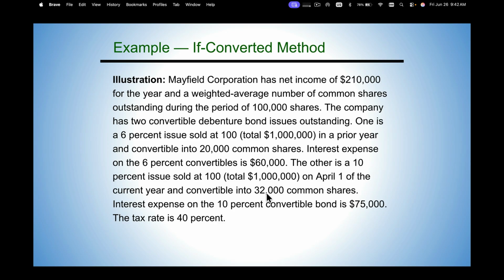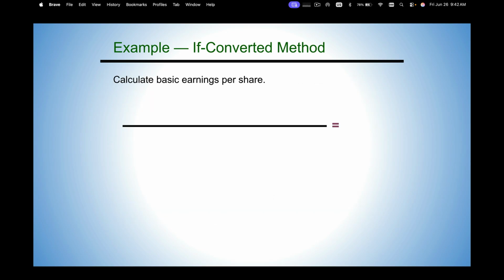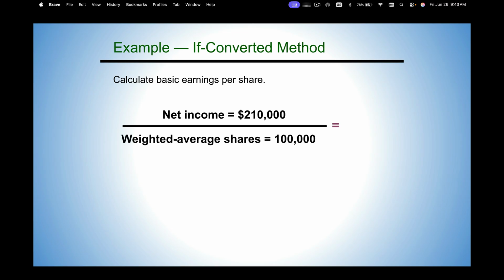Let's take a look at how we do this. This is for convertible bonds, which is different than convertible preferred in that convertible bonds, you must exclude the tax effect. All right, for basic earnings per share, we have net income divided by weighted average common shares. And in the net income, we've already subtracted the interest expense. We end up with $2.10 per common share as basic earnings per share.